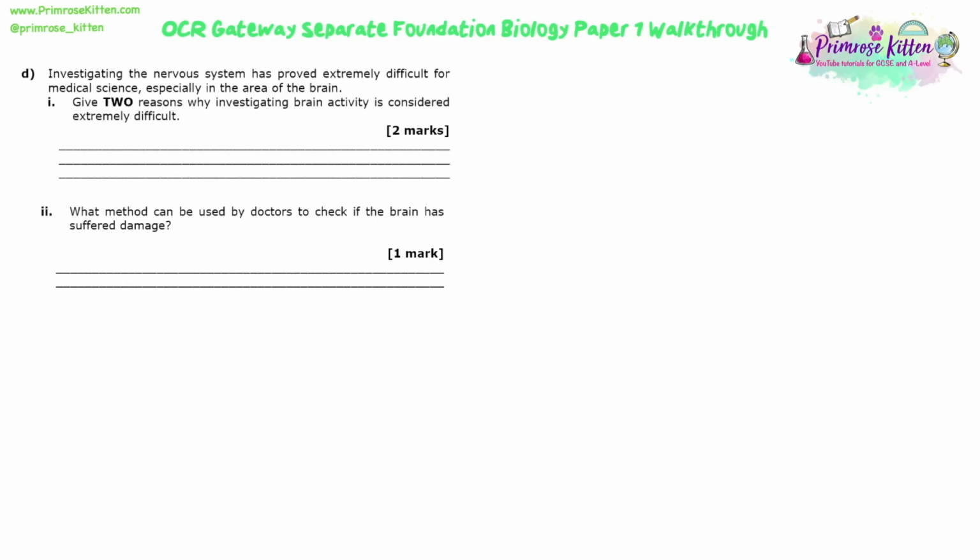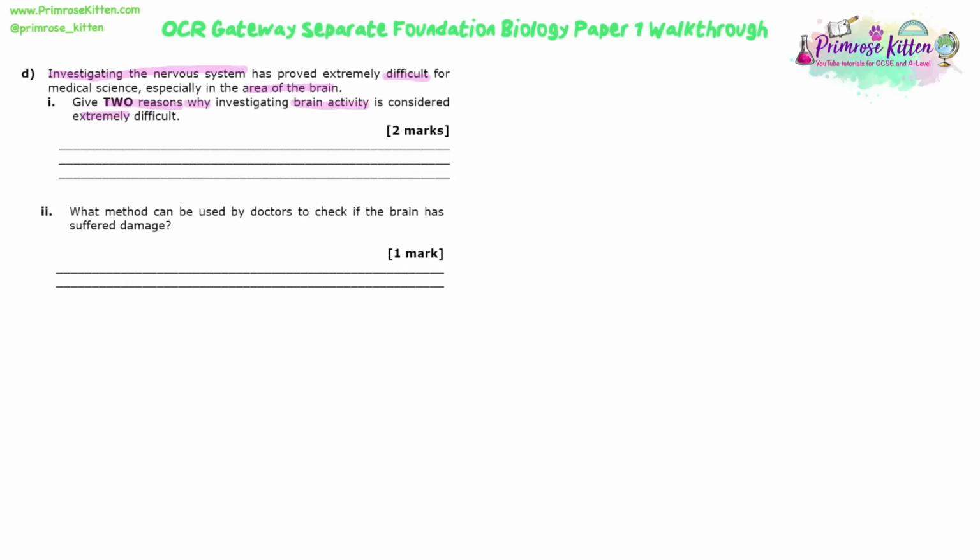Okay, on to part D. Investigating the nervous system has proved extremely difficult for medical science, especially in the area of the brain. Give 2 reasons why investigating brain activity is considered extremely difficult. So we need 2 reasons for 2 marks.